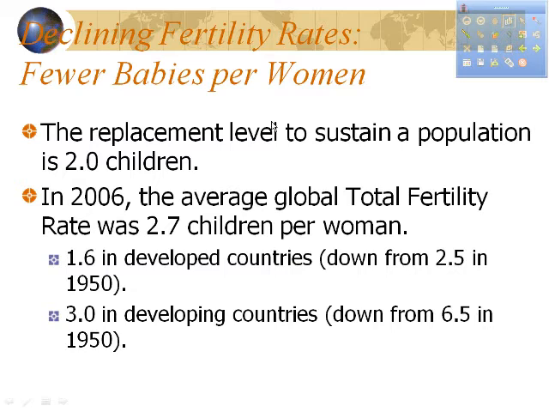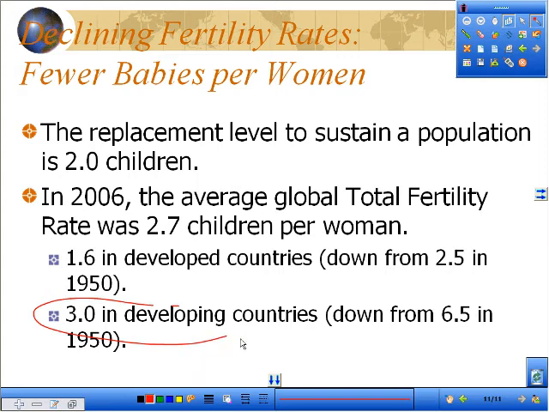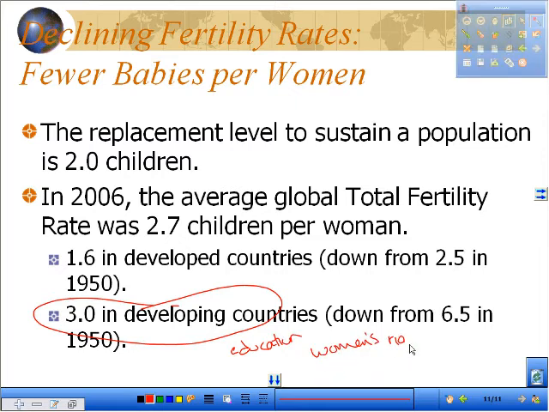Okay, so to sustain a population, as we've already talked about, is 2 children per woman. Right now, or in 2006, we're at 2.7 children, so we're getting a lot closer. Developed countries are at 1.6. What we really need to work on is the developing countries, which should not come as a surprise. These are the ones that need the better education. These are the ones that need the women's rights more. So really, we're where we need to be in developed countries. It's the developing countries that need our assistance in family planning.